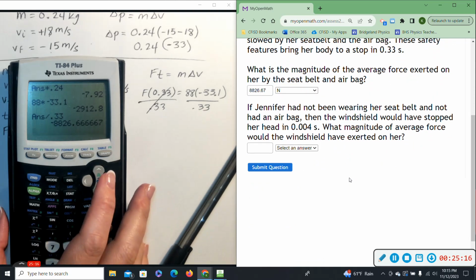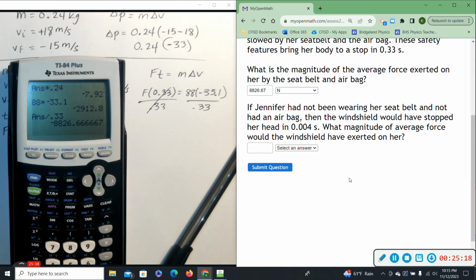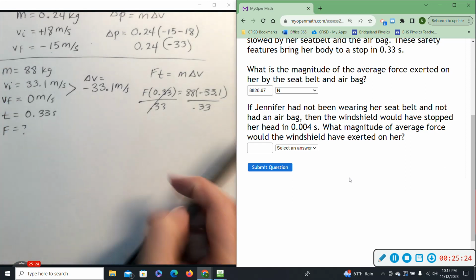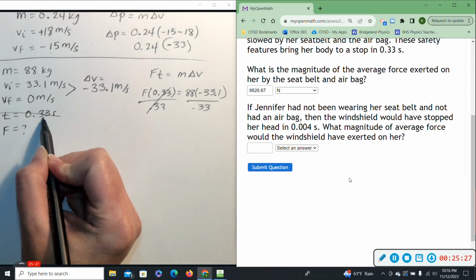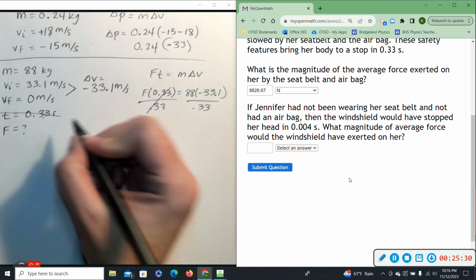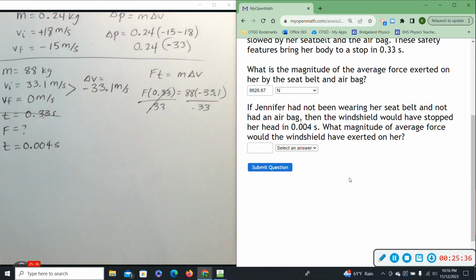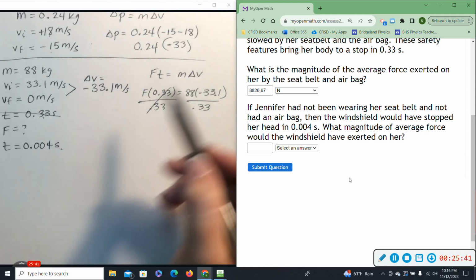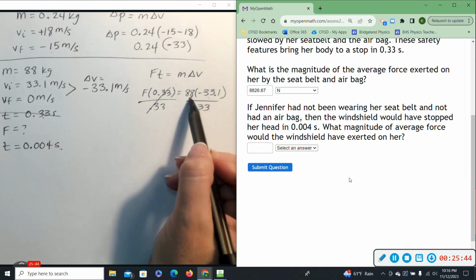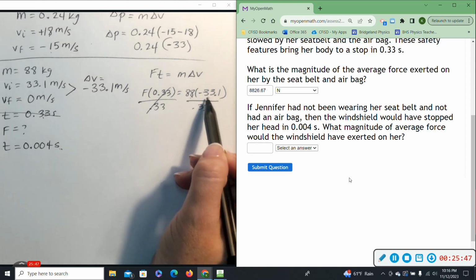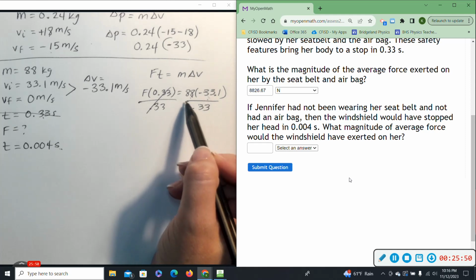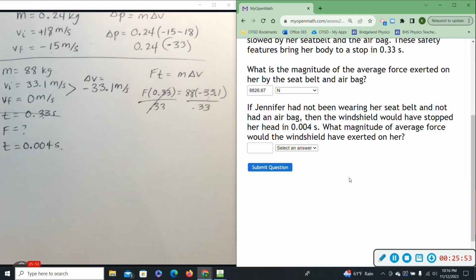If Jennifer had not been wearing her seatbelt and not had an airbag, then the windshield would have stopped her head in 0.004 seconds. So it's giving us a new value here for the time. If that seatbelt and airbag weren't there, then now her time would have been much shorter because there's no give to a windshield. What is the force now? Okay, same question but different number here. So again, when we plug in, these numbers are the same. Her mass and her change in velocity did not change. All we're looking at is, hey, if you don't have a seatbelt on and an airbag, now your impact time is a lot smaller, and when that happens, your force is going to be a lot larger.